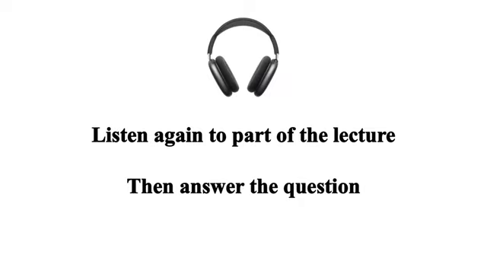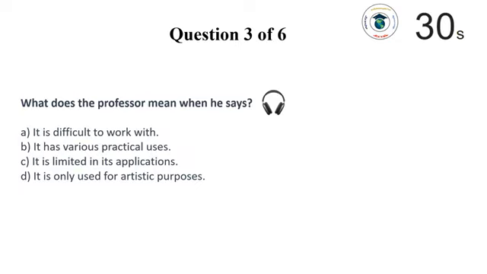Listen again to part of the lecture. Then answer the question. First and foremost, the bark of birch trees has been used for centuries by Native American groups for various purposes. It is highly versatile and can be harvested without harming the tree. What does the professor mean when he says, it is highly versatile?